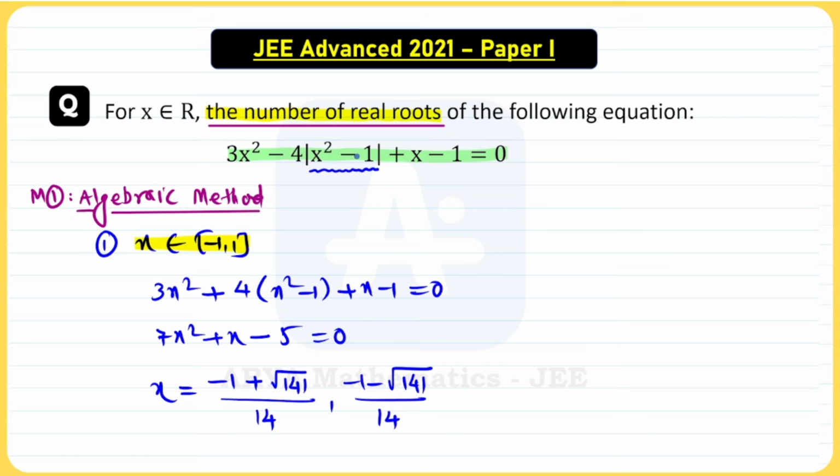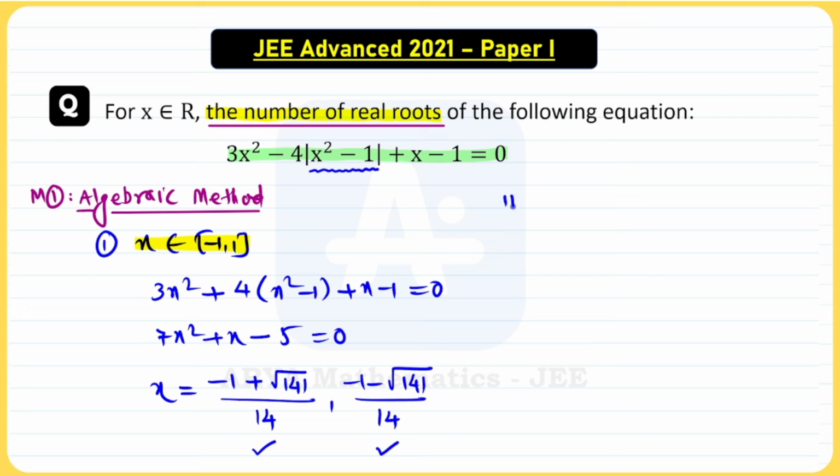Root 141 is close to 12, since 144 is 12 square, so this number is slightly less than 12, and minus 1 plus that, divided by 14, is obviously less than 1. Similarly, for the other number, minus 1 minus 12 is minus 13, so minus 13 by 14, and the magnitude is less than 1. Therefore we'll accept both of these roots. So in this first case, when x is between minus 1 and 1, we get two different roots.